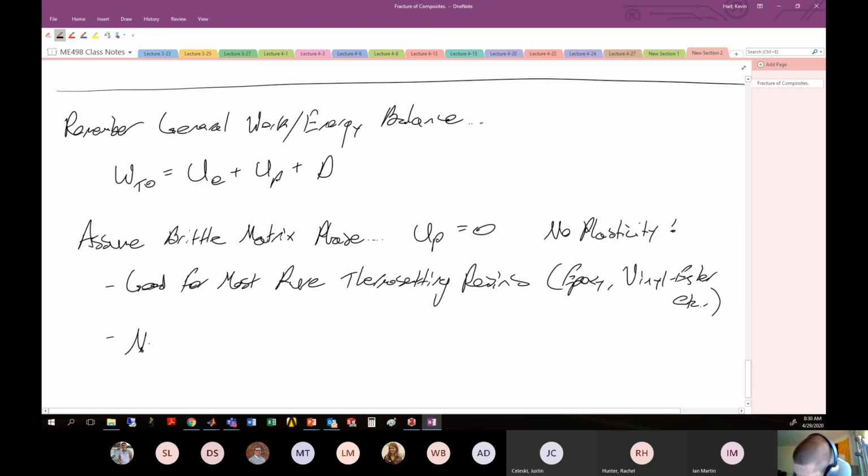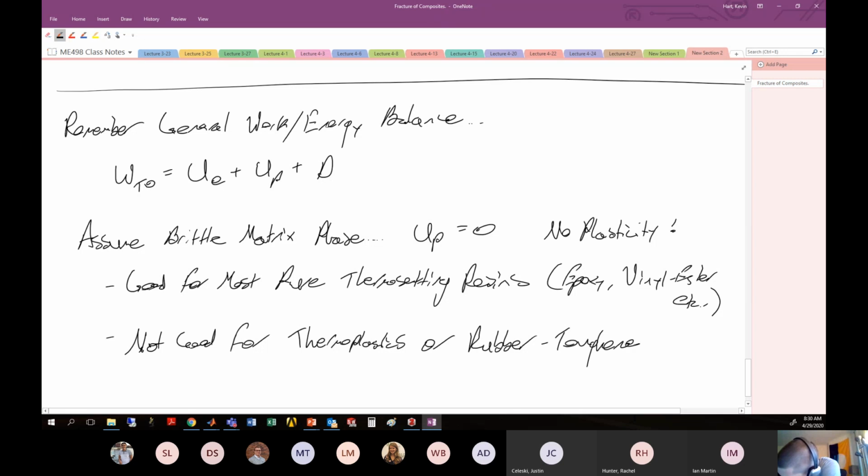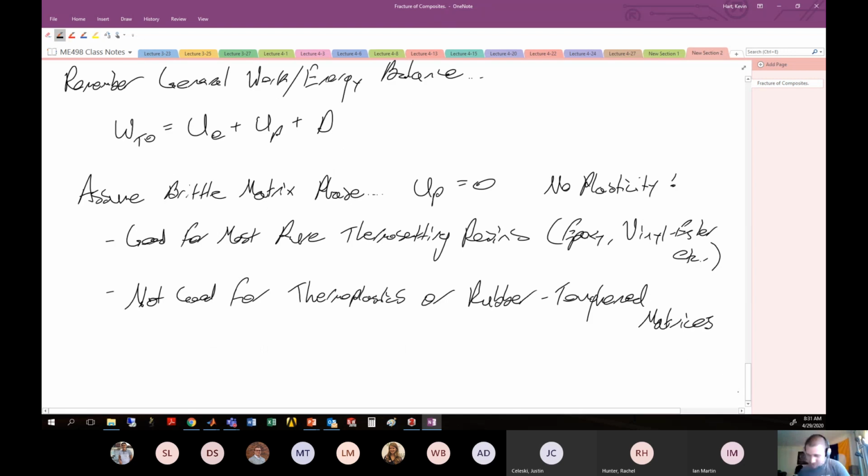Not good for thermoplastics. That would be like polypropylene, polyethylene, PEEK, and so on and so forth. Or rubber toughened matrices. We'll talk about those in just a second, probably on Wednesday of next week. So it's not good for thermoplastic or rubber toughened matrices, because you can't neglect plasticity in those particular cases.